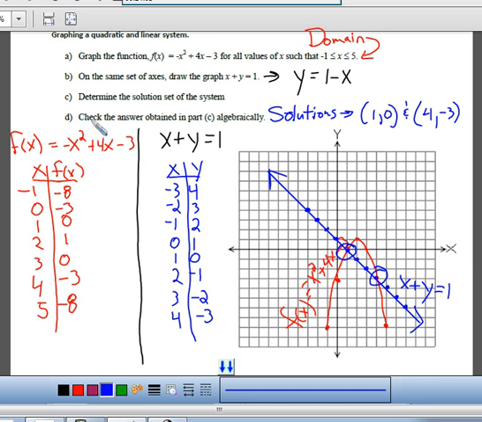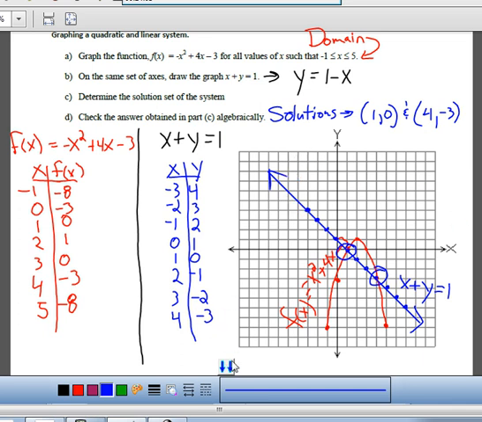Now, we are not done. The last thing here says check the answer obtained in part C algebraically. So when you have an algebraic and a quadratic, let's think of possibilities. One possibility is that we hit this quadratic 2 times. Another possibility is the line and the parabola don't touch at all, so 0 solutions. And then another would be 1 solution. So just like when finding the roots, you have either 2, 1, or none.